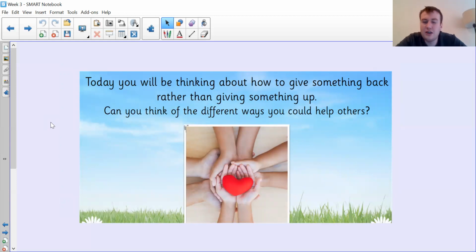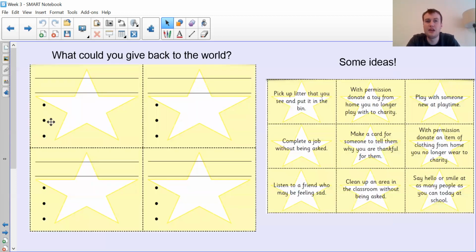Today you'll be thinking about how to give something back rather than give something up. Can you think of the different ways you could help others? That's what we'll think about. How can we help others by giving something back? And this is your task for today. What could you give back into the world? Come up with 4 ideas of what you could do and then how you could do it.